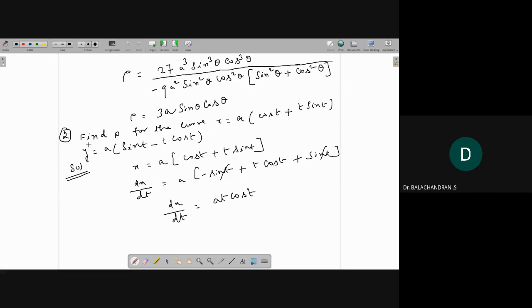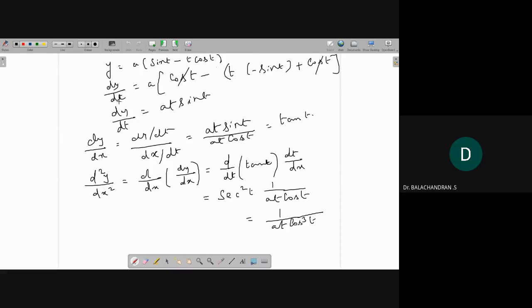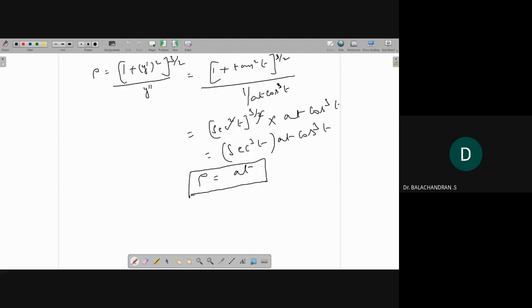One second problem: find rho for the curve at the general point. The same method. Find dx by dt, and here I am using the direct formula, dx by dt and then dy by dt, and dy by dx is equal to dy by dt divided by dx by dt. I got tan t, and then the second derivative. You know how to find the second derivative, so please go through it. The final answer is rho equal to kt.